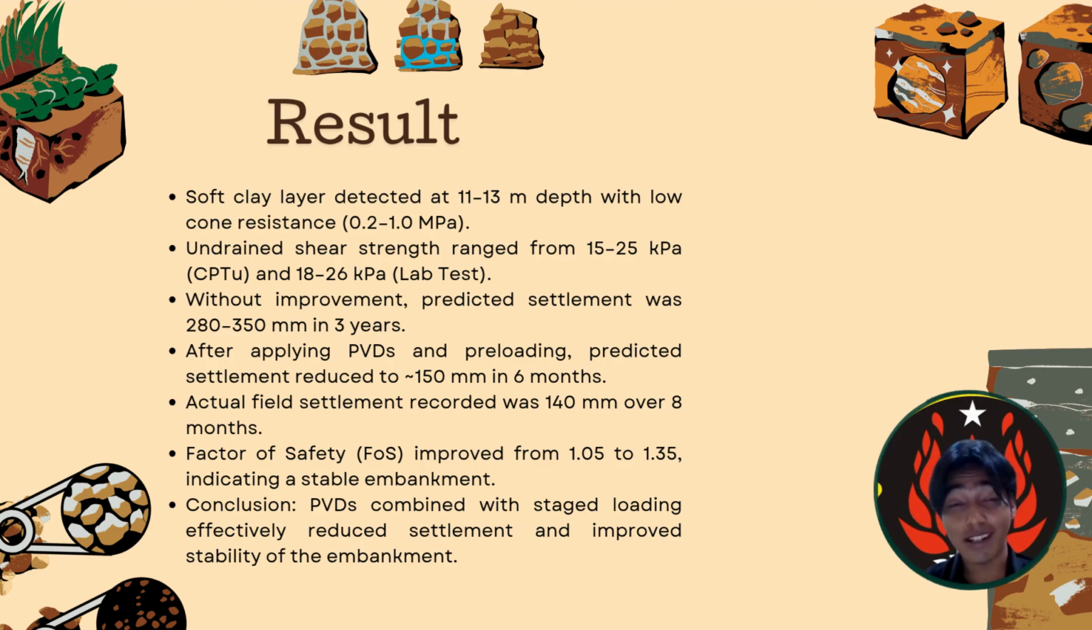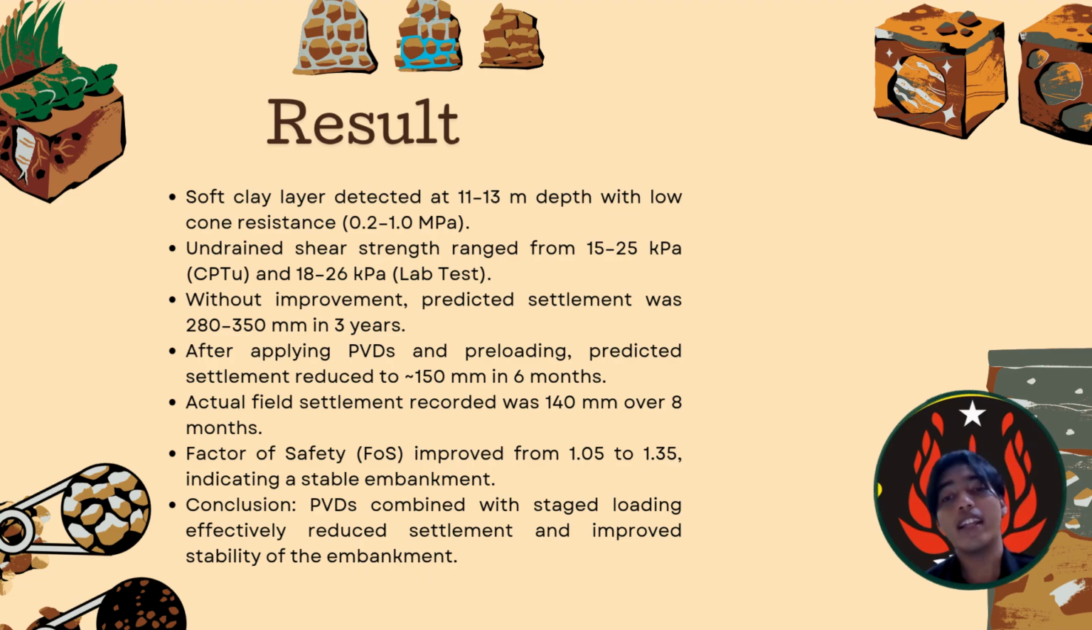So, to investigate the site condition, five cone penetration tests with pore pressure measurement, or CPTU tests, were conducted to a depth of 20 meters. These tests were used to identify soil profile, cone resistance, and pore water pressure. In addition, laboratory tests were performed including vane shear tests to determine the undrained shear strength and to obtain consolidation parameters such as the compression index, recompression index, and coefficient of consolidation.